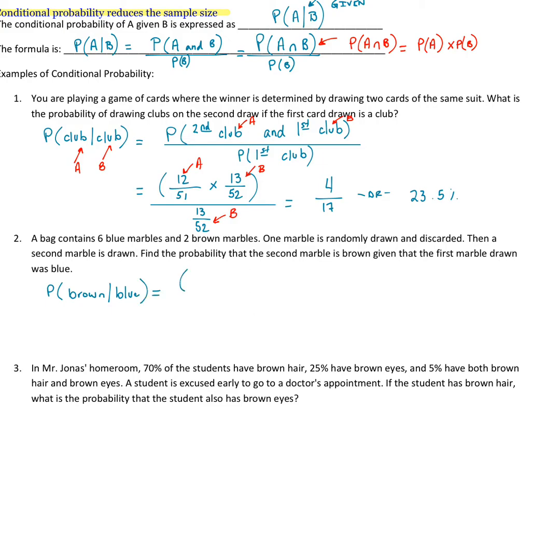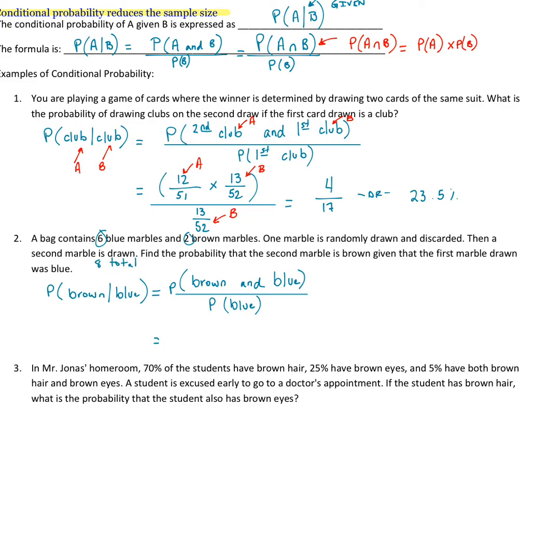Okay. So again, the probability of a brown marble, so brown and blue, all divided by the probability of blue. Put that little guy in there. So if we're going to pull a brown marble, okay, how many total marbles did we start with? So we got 6 blue and 2 brown, so there were 8 total to start.